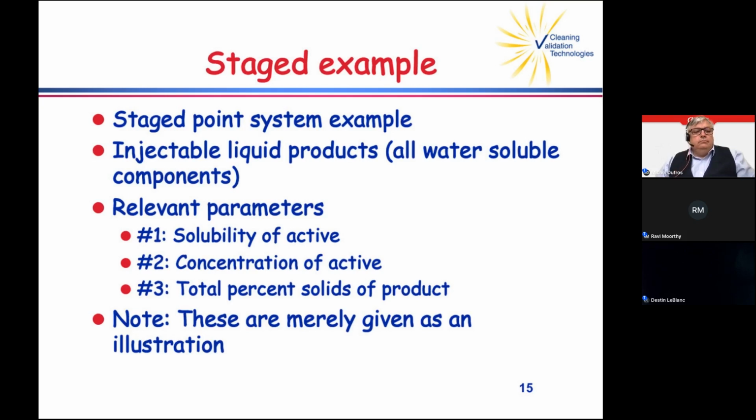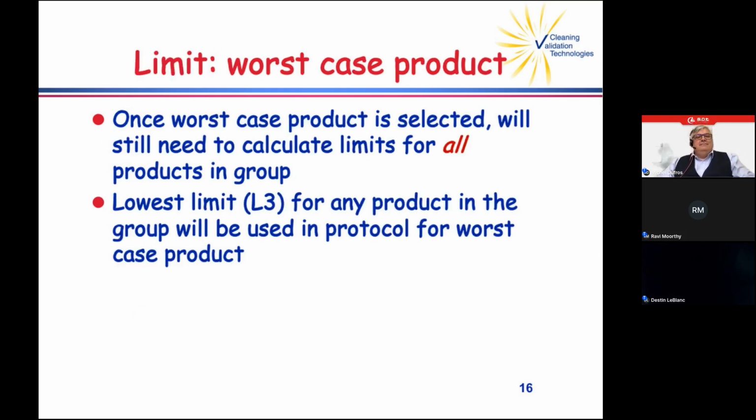So let's go to the next slide, and the final slide. Once we end up with a worst case product by the grouping approach, now we need to go back and say, what is the limit for that worst case product? This goes back to the earlier slides where we pick the worst case, because we're going to calculate the limits for every product in the group. In other words, each product in the group is going to have a limit.